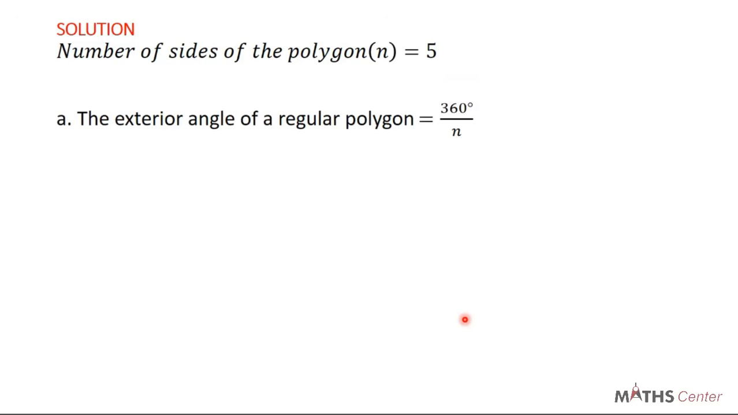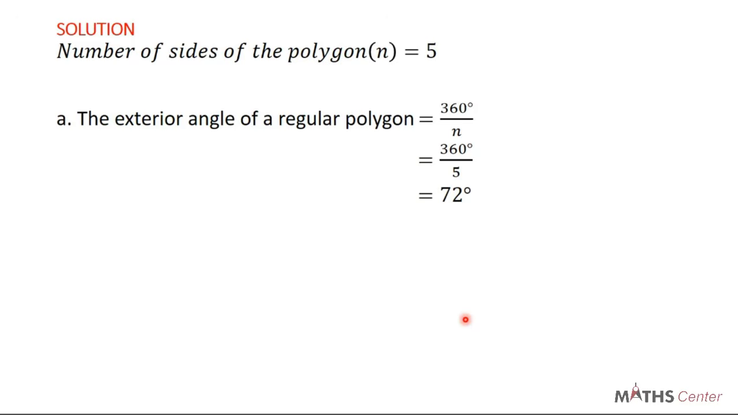The exterior angle of a regular polygon is given by 360 degrees divided by n. Once again, this is different from the sum of the exterior angles, which is 360 degrees. We are supposed to find the exterior angle, which means that it's asking for one exterior angle, and because the polygon is a regular polygon, it's given by 360 degrees divided by n. So we replace n with 5 and we are getting 72 degrees. So if you have a regular pentagon, that is all sides are equal, then the exterior angle is 72 degrees.